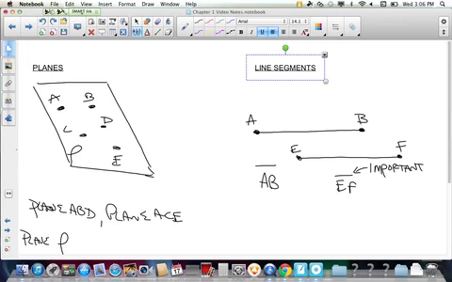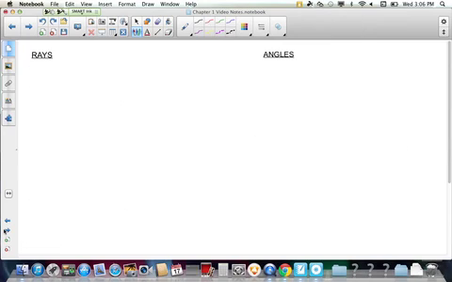Okay, next then, we have rays and angles. A ray is another part of a line. So we have the line, which is the main idea when we line up points in a linear fashion, the infinite line. That's like the big thing. A segment is a part of a line. A ray is also going to be part of a line. A ray is defined as having an endpoint, and then it goes to infinity.